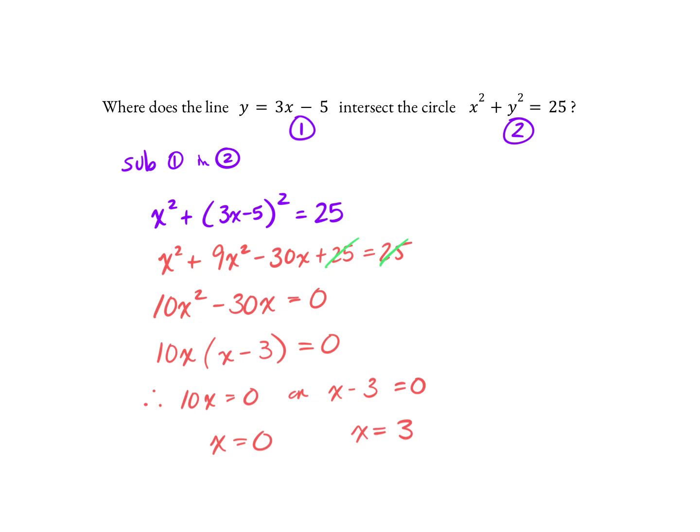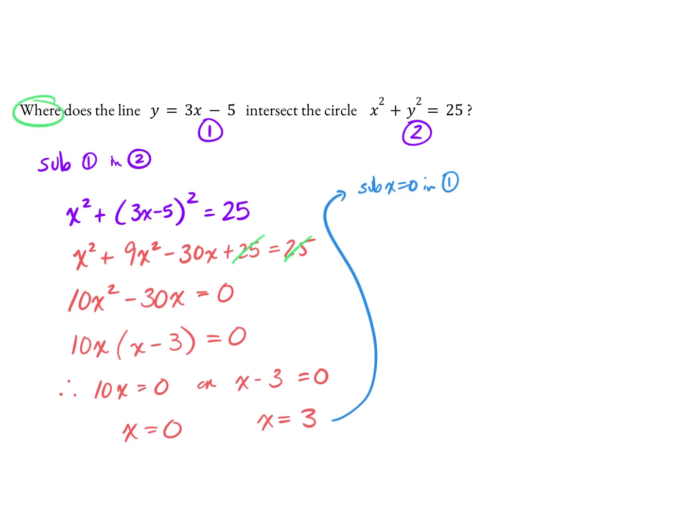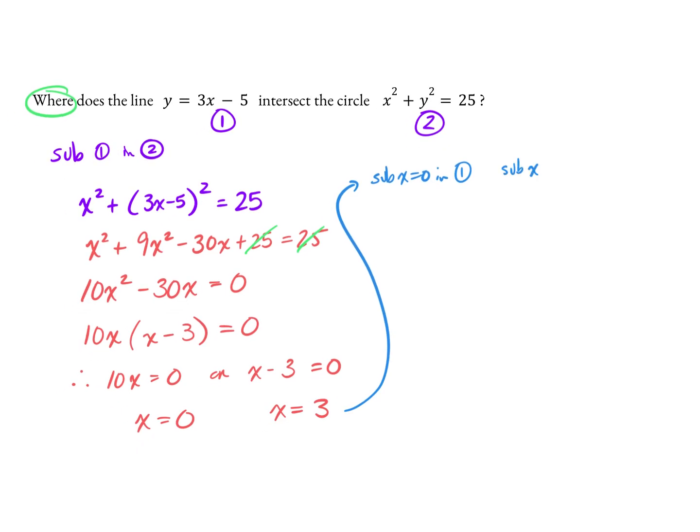Now, I'm not done the problem, though. The question does say where, and I might argue we answered the when. We answered for when the independent variable, that is x equals 0 and x equals 3, at those x values, that's where my line intersects my circle. However, I would need to take both of those x values and now sub x equals 0 back into equation 1 and sub x equals 3 back into equation 1.